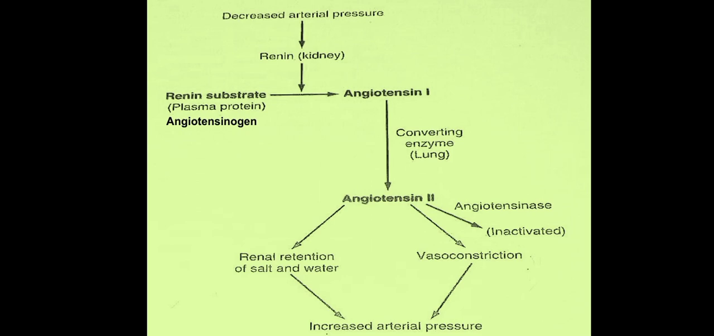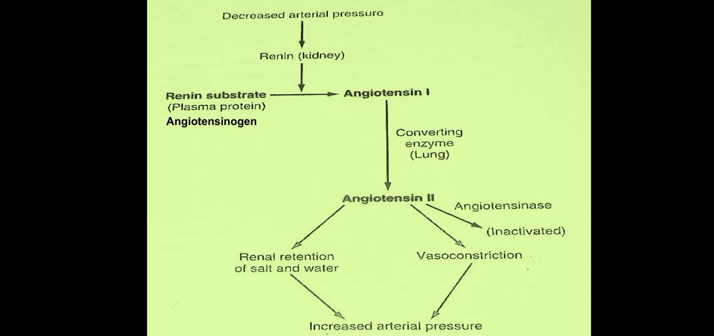Angiotensin 2 has two principal effects that can elevate the arterial pressure. The first is vasoconstriction, or you can consider the first as the renal retention. Whichever is first or second, both are important. The vasoconstriction occurs in the arterioles and increases the total peripheral resistance, thereby raising the arterial pressure.